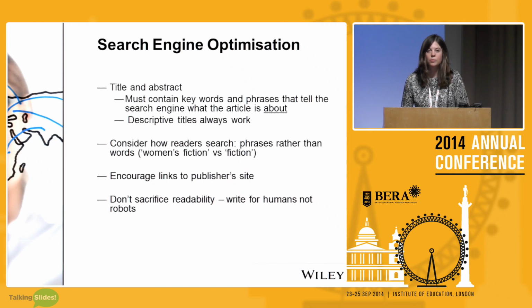Encourage links. So this is another part of the algorithm. It takes into account the number of quality links to an article, and how they measure that is, there's a lot of factors that go into it, but essentially the more trusted and quality links that lead to your article, the more valuable and trusted your article will be, and so again, the higher up in the rankings it will be. And don't sacrifice readability. Write for humans, and make sure it's as easy to read as it can be.